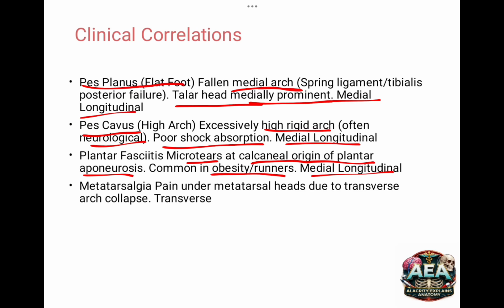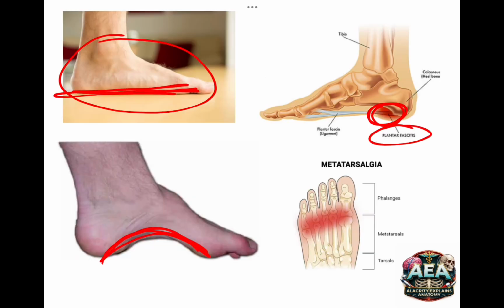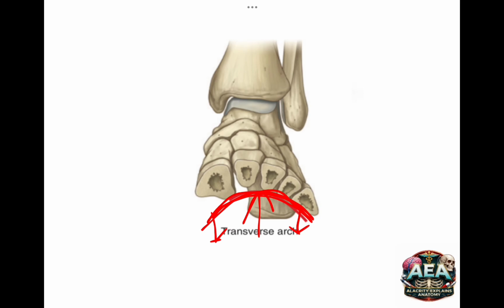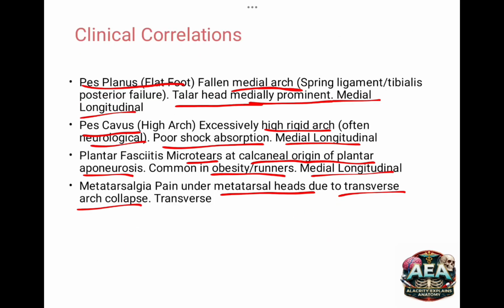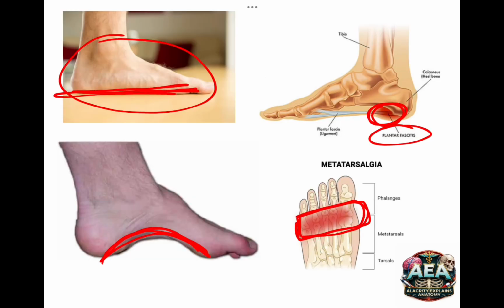We have metatarsalgia. Metatarsalgia is pain under the metatarsal heads due to a transverse arc collapse. Whenever there is a collapse of the transverse arc, which we showed in this image earlier, there could be pain felt around the region. This is the area of pain, felt around the region of the metatarsals, the base of the phalanges as well as that of the metatarsals. So you have pain felt at that region.